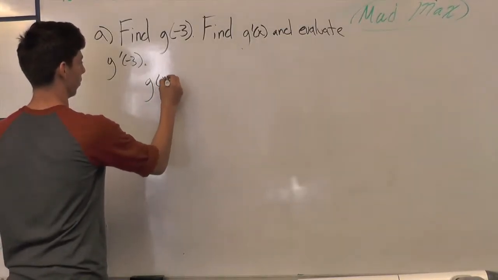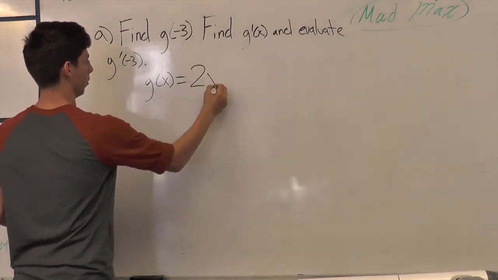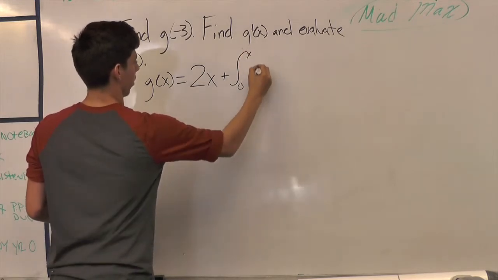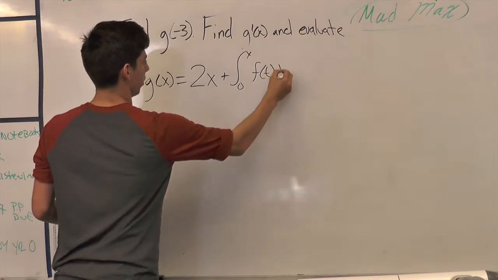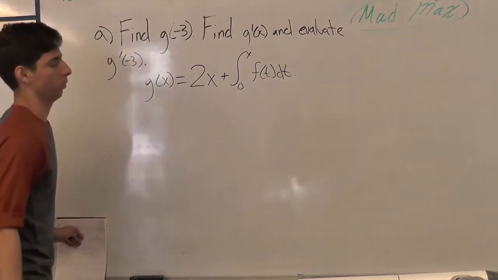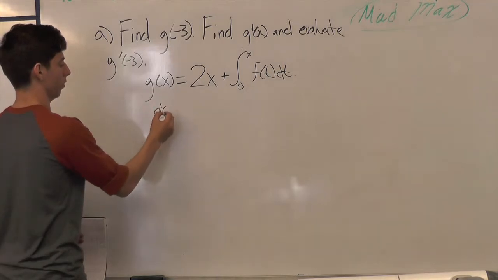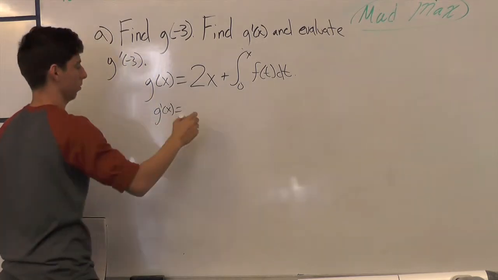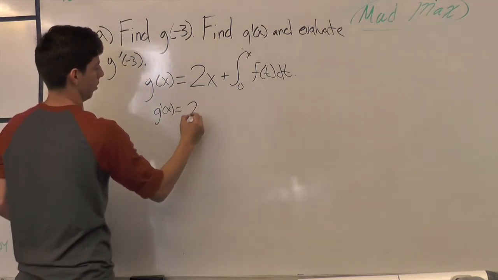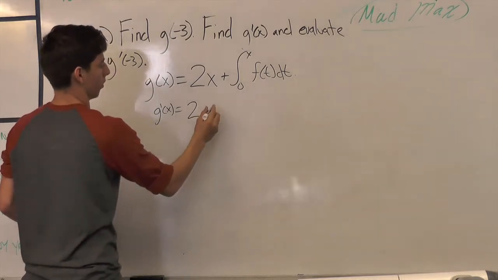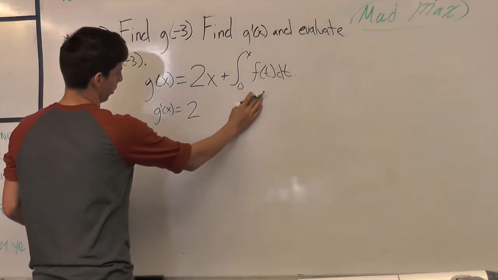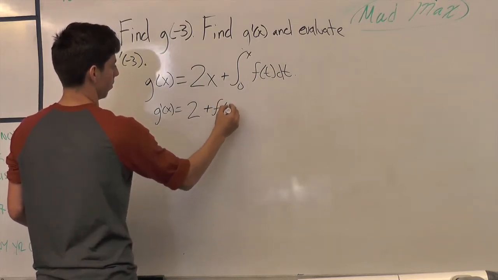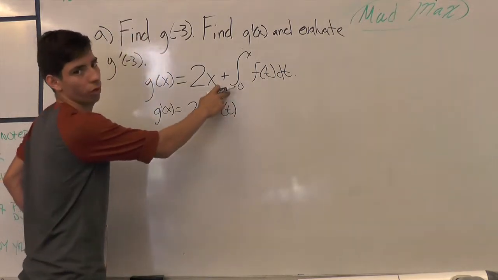Start off with what we're given: 2x plus the integral from 0 to x of f of t dt. We have to find the derivative of this. The derivative of 2x is 2. The derivative of the integral from 0 to x of f of t is just f of x, because the integral and derivative cancel each other out.